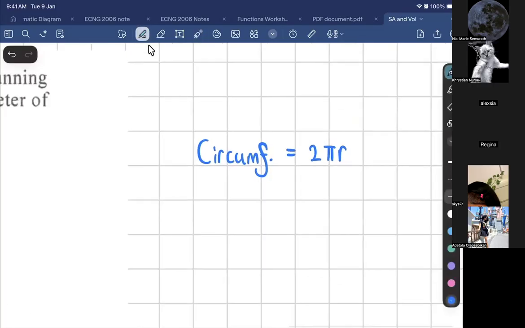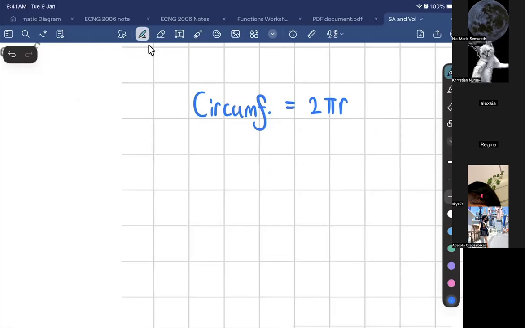Okay, so circumference is 2 pi r. Now I have a question, guys. A semicircle is just half of a what? A whole circle. And if the circumference for a whole circle is 2 pi r, what do you think the circumference for half a circle will be? Half of 2 pi r, and that would just be pi r.